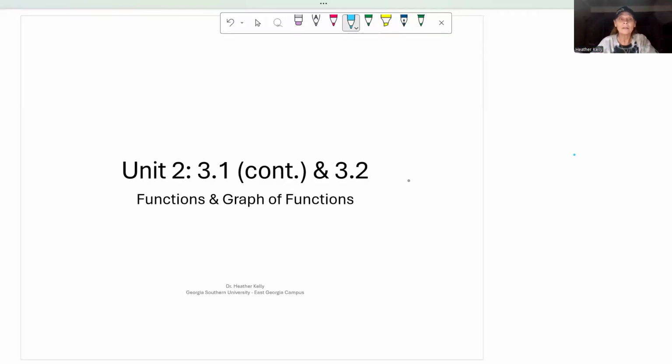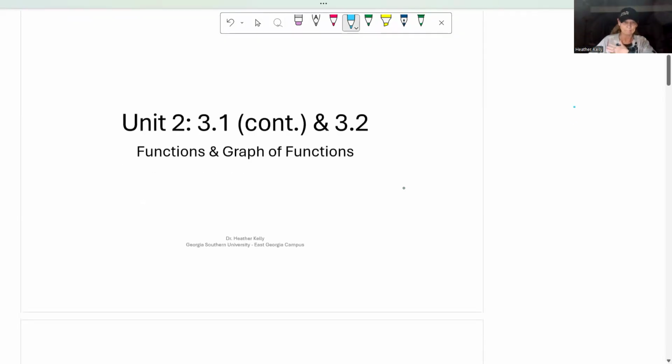Okay, hi. Let's finish up with chapter 3.1. Remember last time I said that it was a lot and I needed to kind of break it up a little bit. And so I'm going to finish up with 3.1. We're going to talk about 3.2. When we're done with this section, you'll be able to do the homework for both of those sections.